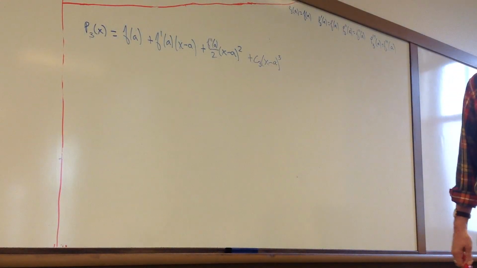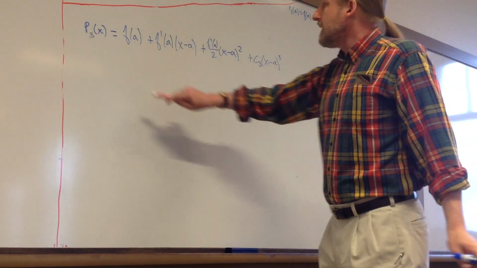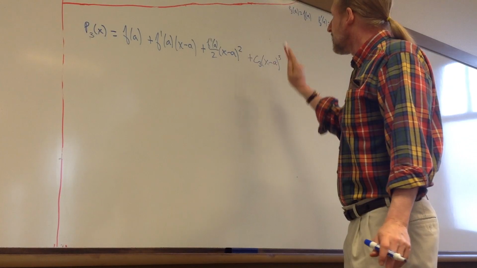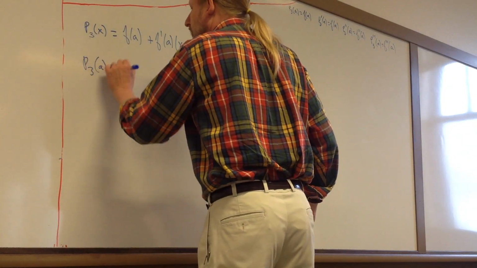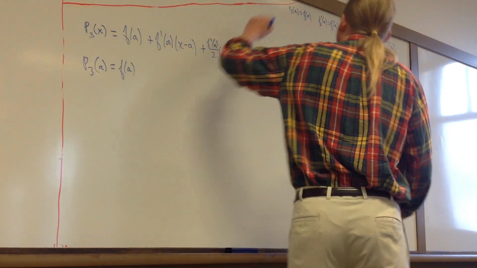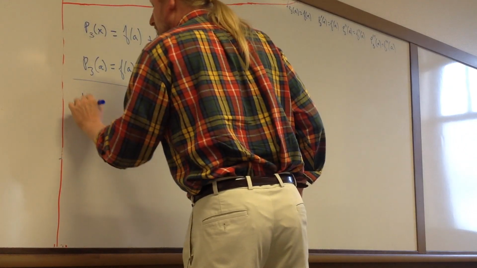All right. So again, if we plug in a here, this will be 0, this will be 0, this will be 0, and so p3 at a will just be f of a. Okay, good. Now let's take the first derivative here.